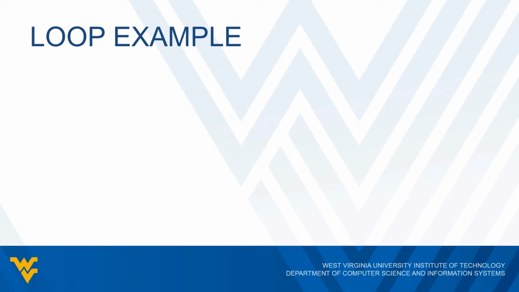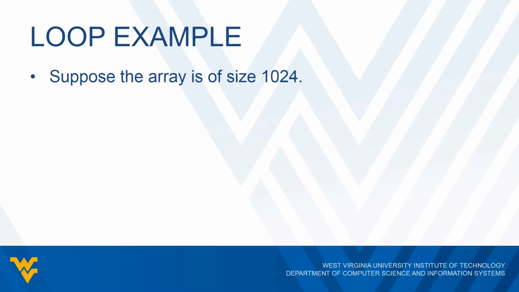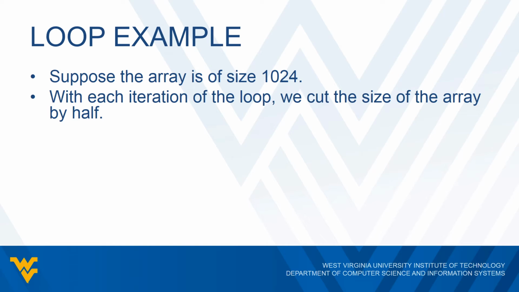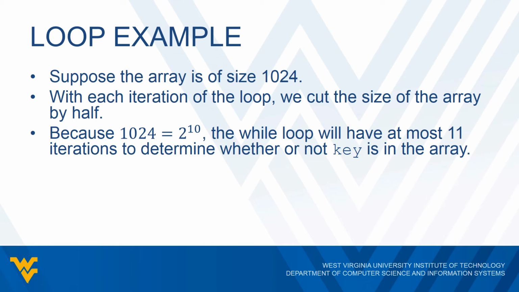We'll use an example to show the number of iterations of the loop. Let's suppose our array is of size 1024. Remember that the way this algorithm works is with each iteration of the loop, we're going to cut the size of the array by half. Now, how does that become a factor for us? Well, another way we can think of 1024 is 2 to the power 10. So because 1024 is 2 to the power 10, the while loop is going to have at most 11 iterations to determine whether or not the key is in the array.